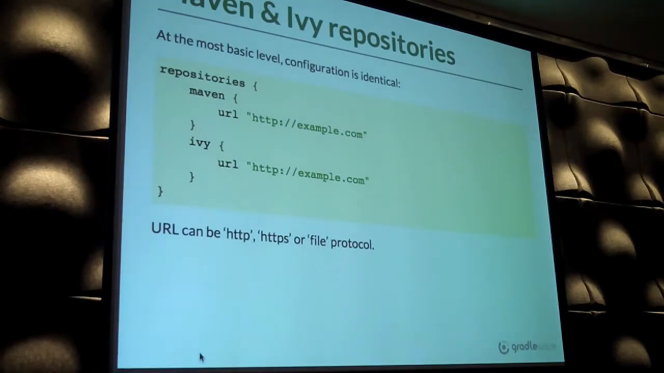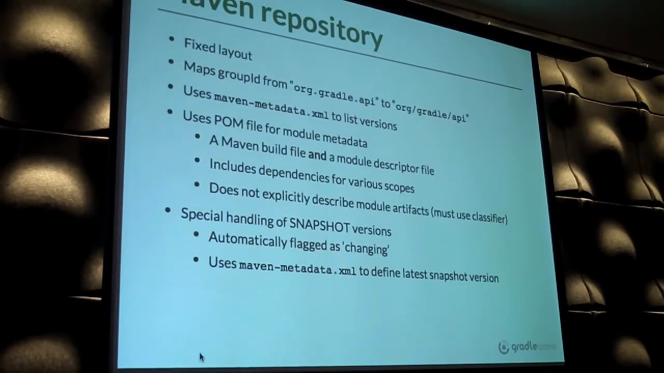So yeah, at the most basic level, it's pretty simple to configure an Ivy or a Maven repository. Give it a different URL, HTTPS or file as well as HTTP. It's pretty straightforward. But what is it about a Maven repository? It has a fixed layout. Maven basically says this is exactly how our repository should be laid out. It's kind of nice actually, it makes things nice and simple. Any group ID, what Ivy calls an organization, gets mapped from something dot something dot something to something slash something slash something. So the directory structure has to be done that way.